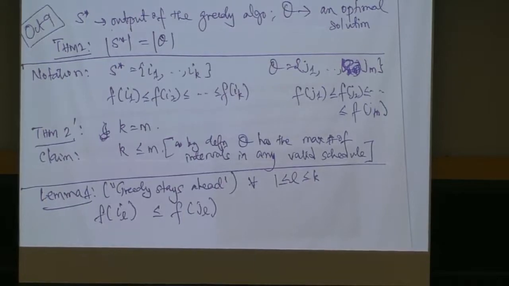Okay. So the greedy says you can line them up. So we know K is less than or equal to M. So if you line them up, at least the first K guys, you can have one-to-one correspondence between S star and O. And what the greedy stays ahead lemma says is that if you look at any of the first L guys, the Lth guy in the greedy solution will finish before the Lth guy in the optimal solution. Okay, so in that sense, greedy always stays ahead. It's always finishing before the optimal solution.